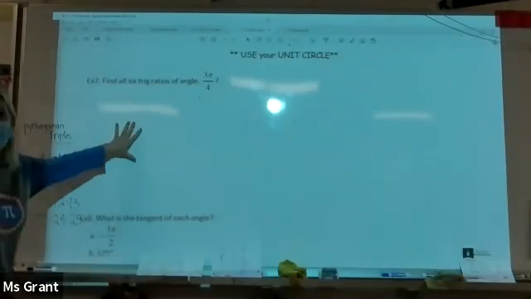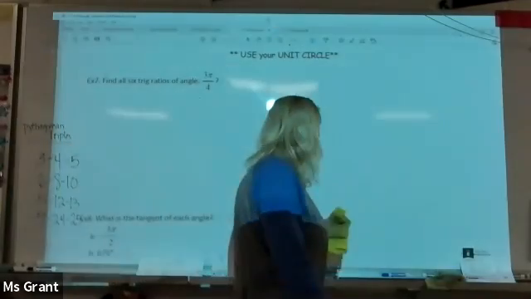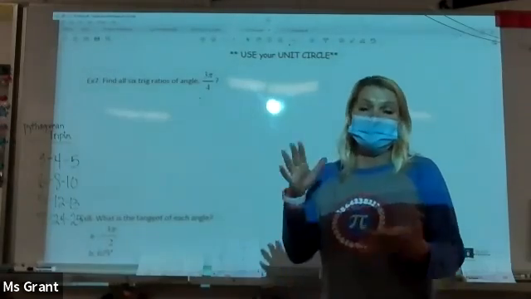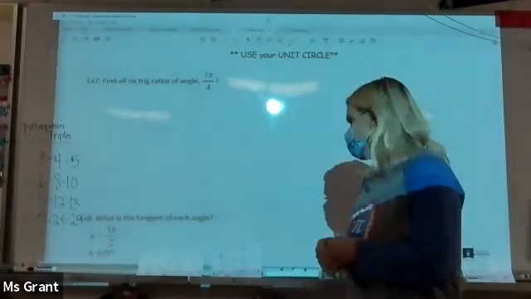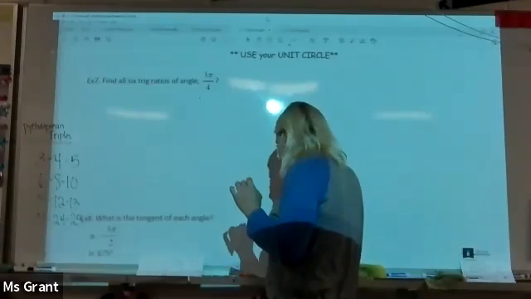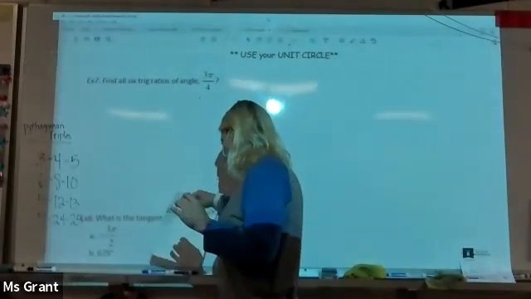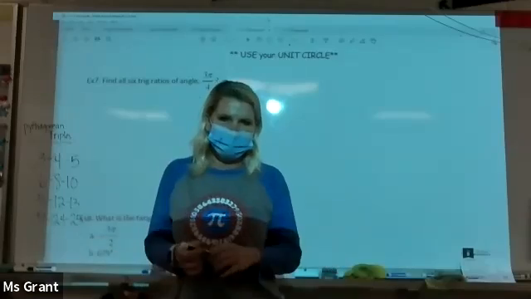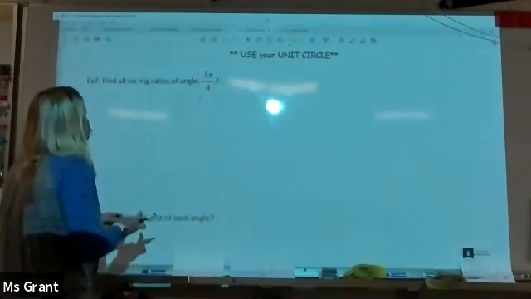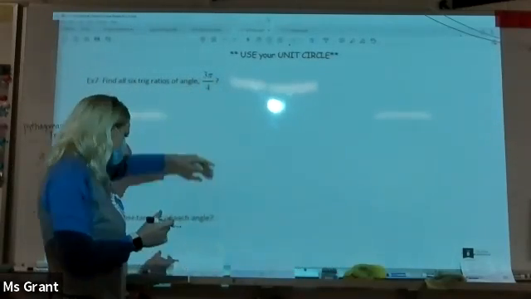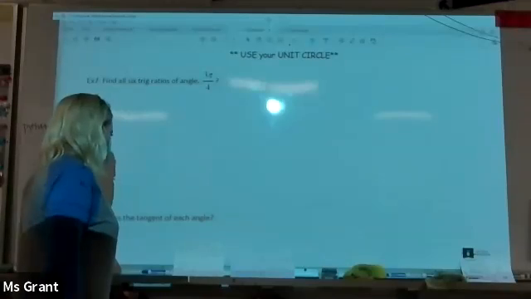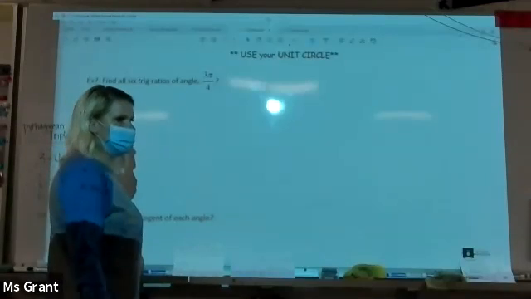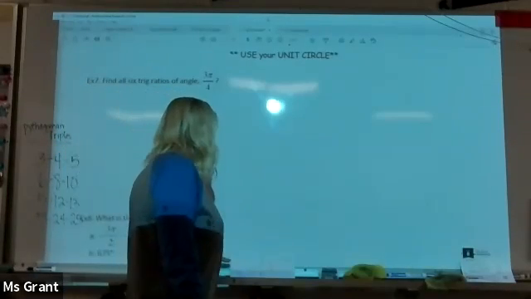Since each question has so much space, I'm going to have to scroll down every question. That means you need to stay with me on notes. Okay? The first question is just like what we did last Friday. Find all 6 trig ratios of 3 pi over 4. So you're like, where's 3 pi over 4? So you get your unit circle out.